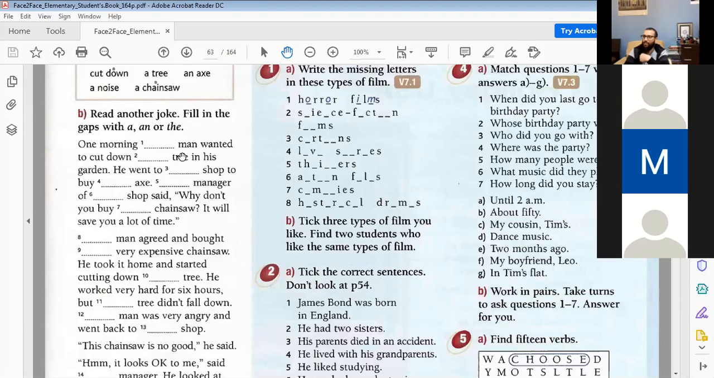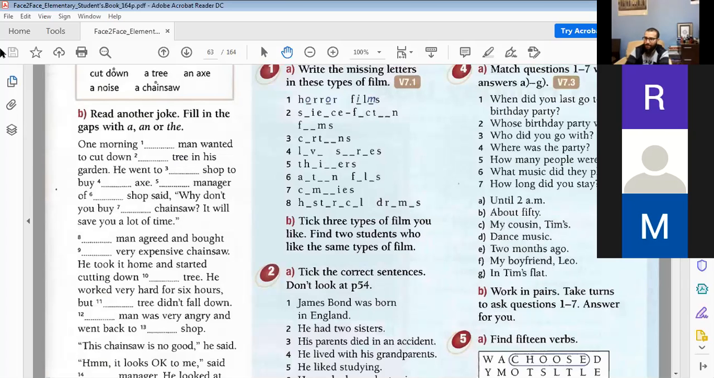Who would like to do number 1? When did you last go to a birthday party? What's the right answer here? 2 months ago. That's right. E is the correct answer. So if you want to give a full answer, you'll say, I went to a birthday party 2 months ago. Correct. All right. Who'd like to do number 2?